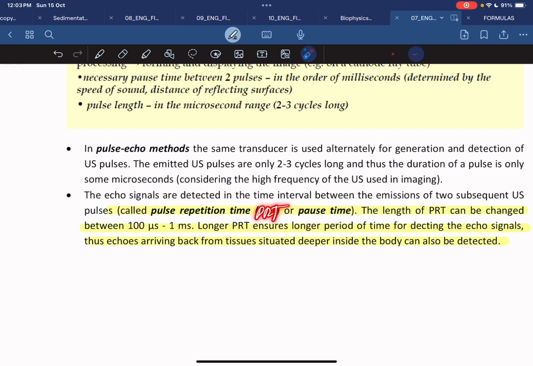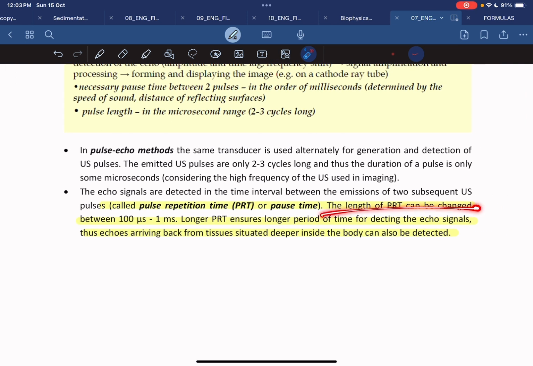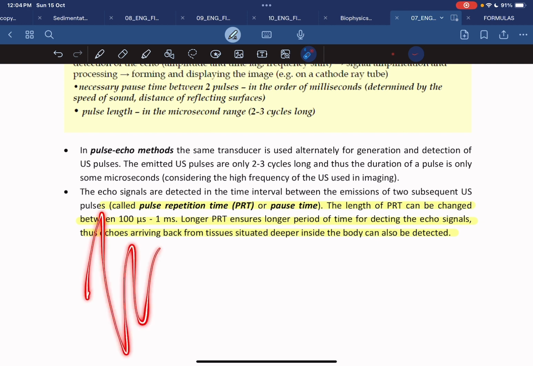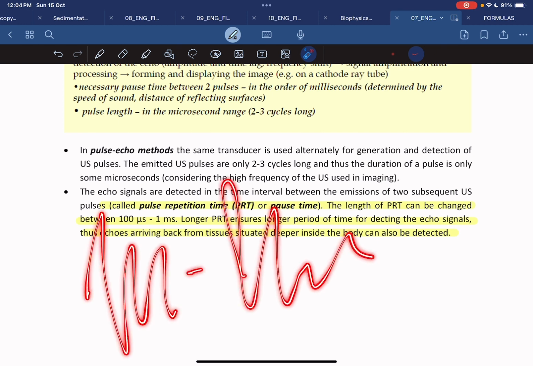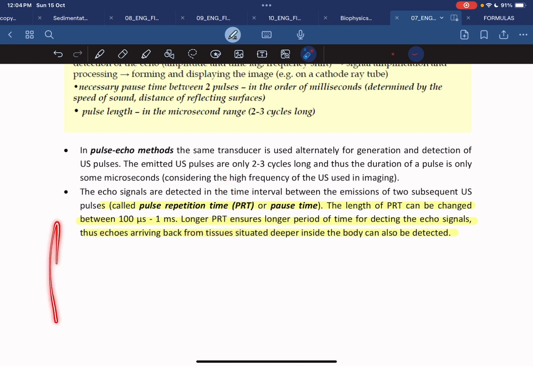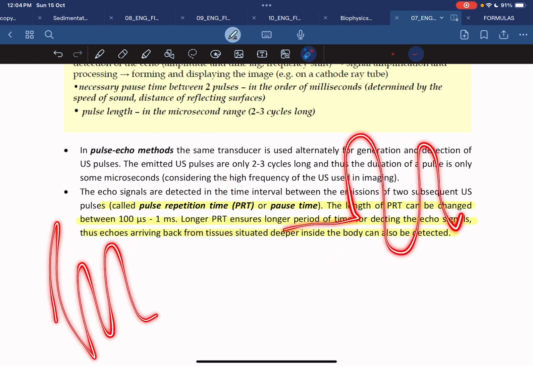The length of the PRT can be changed between 100 microseconds and 100 milliseconds. A longer PRT ensures a longer period of time for detecting the echo signals. Thus, echoes arriving back from tissues deeper inside the body can also be detected. If there is a short time, where are you going to detect the ultrasound? So you need enough time to detect the ultrasound, even coming back from deeper parts of the body.